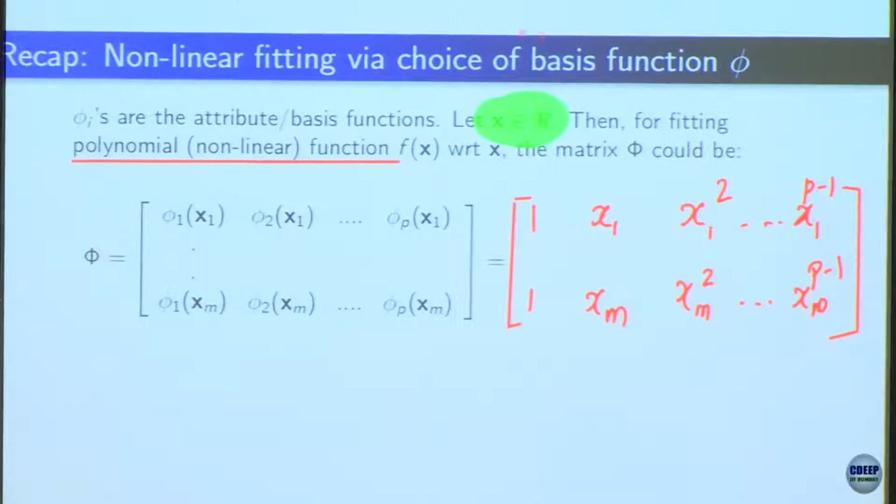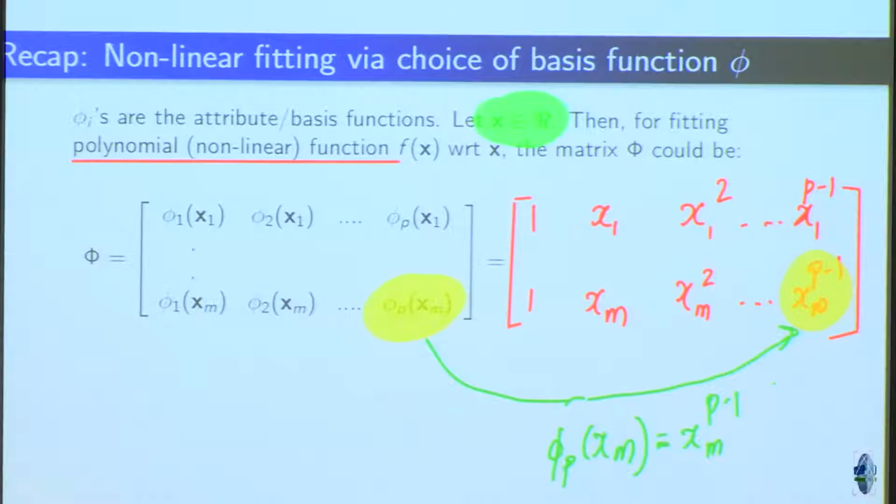So the correspondence I have drawn here is that phi_p(x_m) would be x_m raised to p minus 1. So it sounds attractive, and let's see what the implications are. We'll try and do the fit.